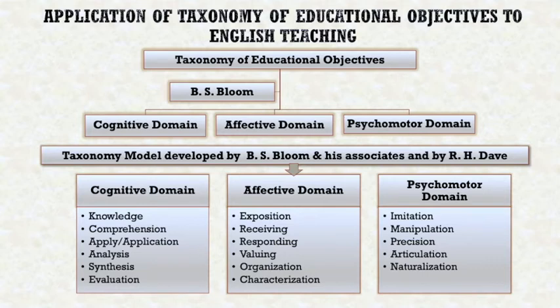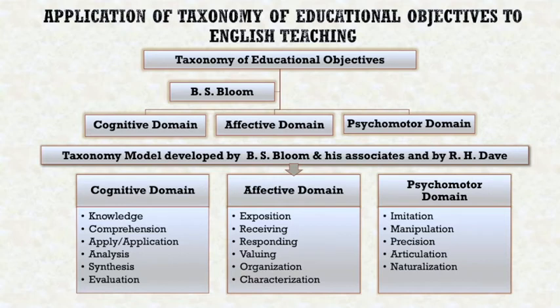Number fifth level, synthesis, that is related to creating new ideas or things, combining information to form a unique product requiring creativity and originality. The observable verbs that can be used in this level are to arrange, to collect, to construct, to create.